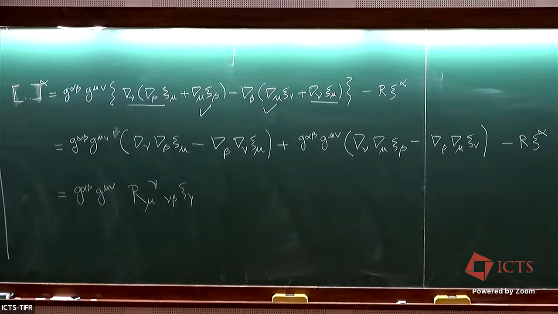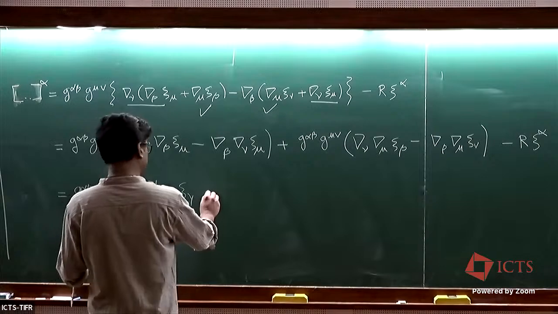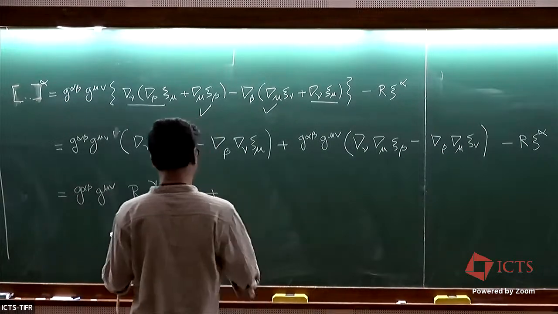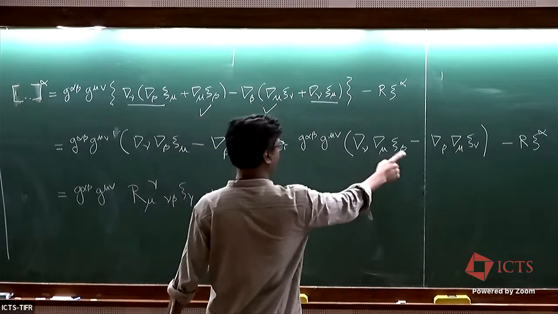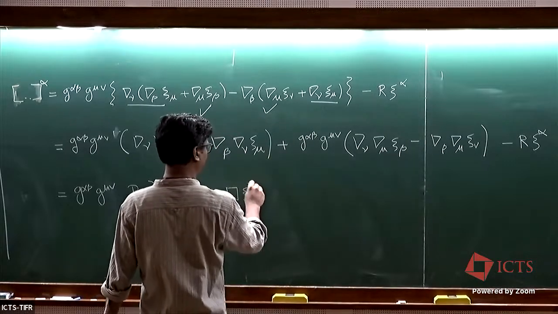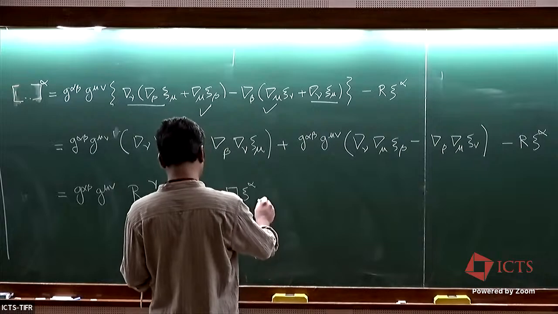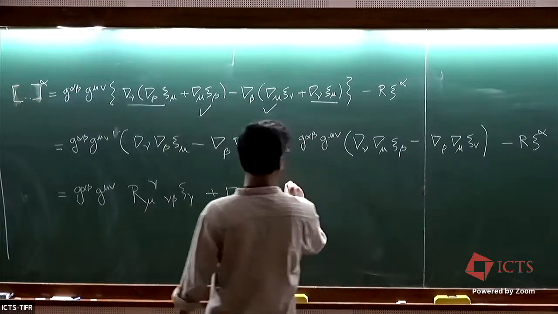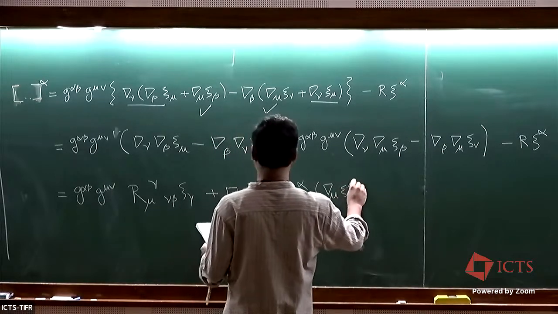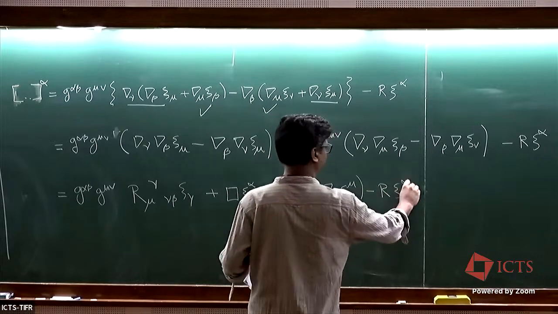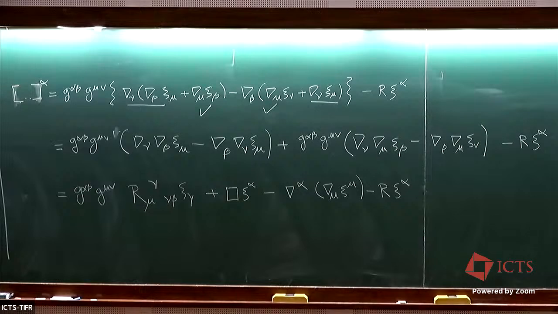Sometimes you may use another convention. I'll follow this convention, and then here, what should I get? This guy will give me ξ^β and therefore box of ξ^α, and the other term will give me minus ∇^α, and then I will have ∇_μ ξ^μ minus R. Agreed? Everybody is in agreement? Okay.